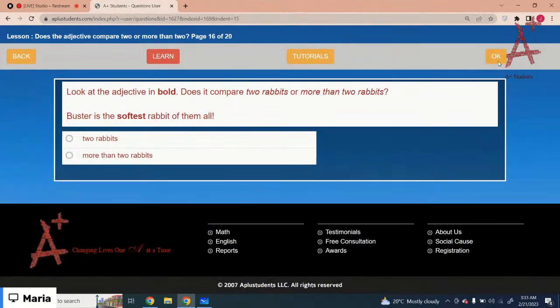Buster is the softest rabbit of them all. Softest, you have an EST. Got it? And that is a comparison between more than two rabbits. Got it? So it would be more than two rabbits.